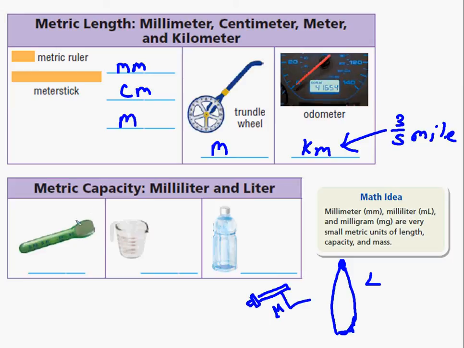That's going to be in milliliters, because a milliliter is like a few drops of liquid. So you'd give someone like 20 milliliters or something of medicine. You wouldn't give someone a liter of medicine. That is a lot of medicine.